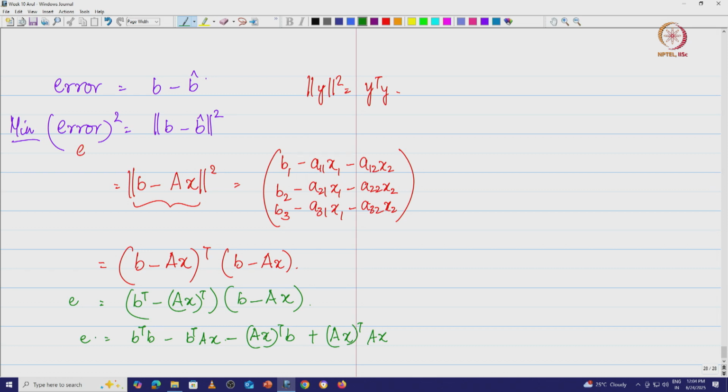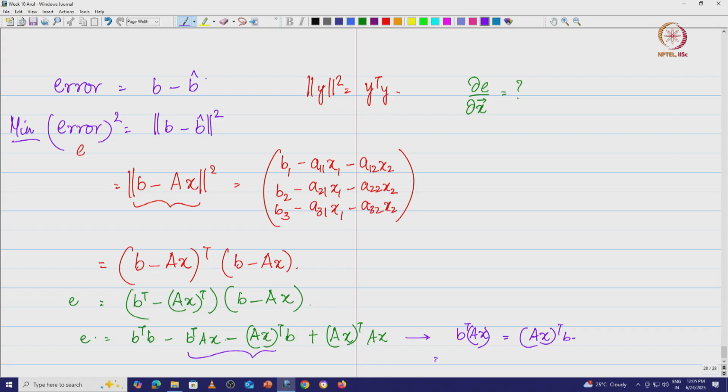Now I want to look at this dou E by dou x vector. This is what I need to find out. But before that, let us pay some attention to this term. We have b transpose Ax and the other term is (Ax) transpose b. This is saying b transpose into Ax and that is saying (Ax) transpose into b. So these two are basically the same.